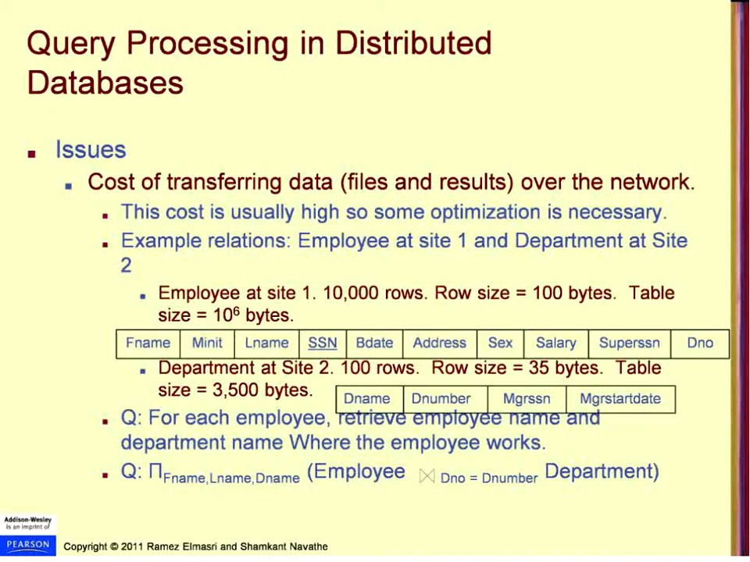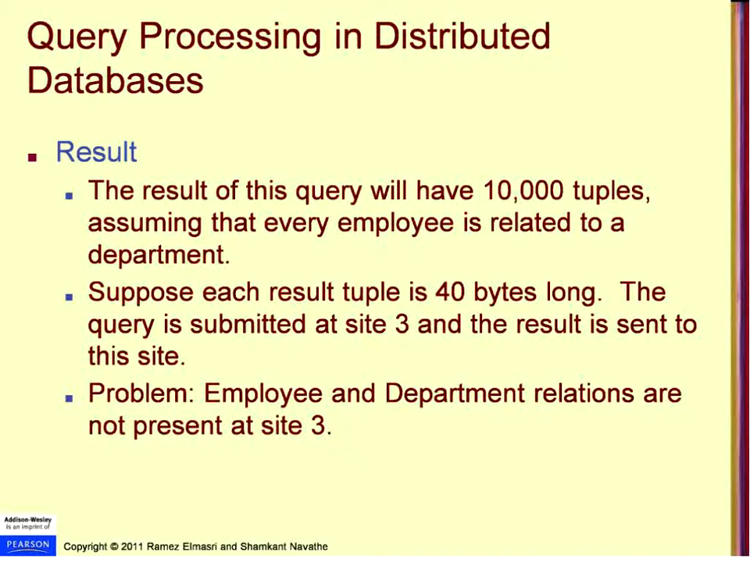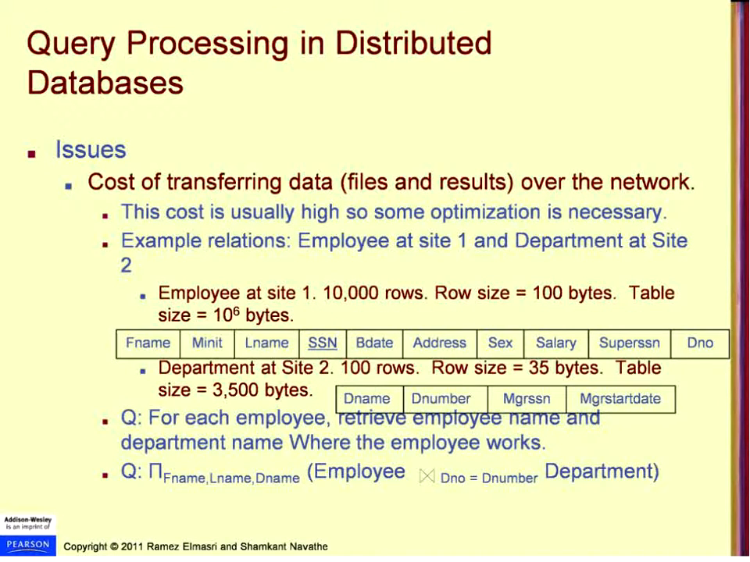So it will be the projection of these attributes, and we will perform the join on employee and department where the department number, D number equal to DN, equals D number from department. So this is what is required. The result of this query will have 10,000 tuples. And why are we saying 10,000 tuples? Because we have 10,000 employees, and we are assuming that every employee has a department number.